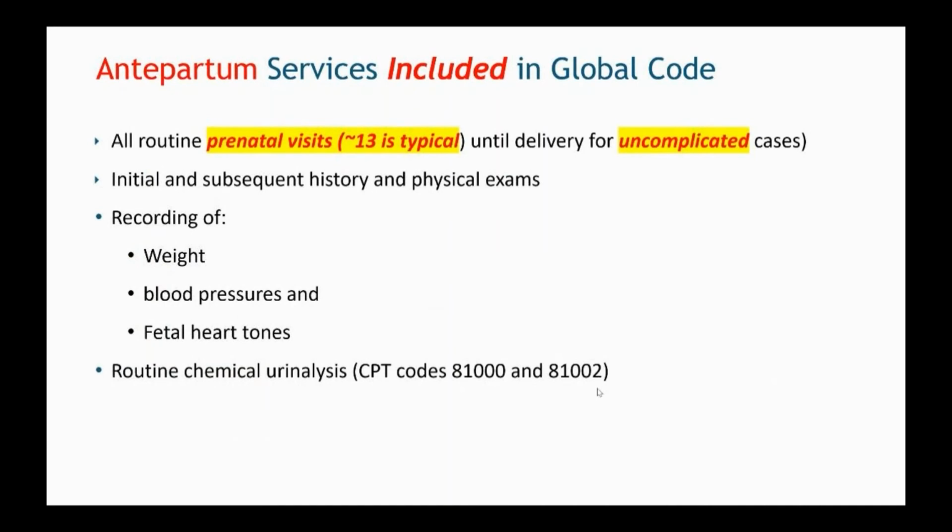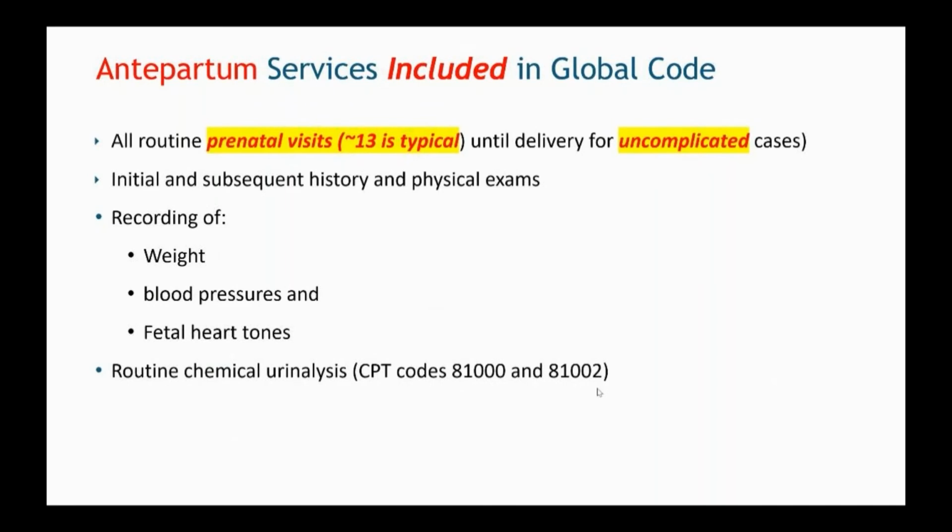Now, all routine prenatal visits, and roughly 13 is typical. That's going to come back again. How many prenatal visits is typical? About 13. And when it goes less than that or more than that, we're going to have different codes. So about 13 prenatal visits is typical until delivery for uncomplicated cases.